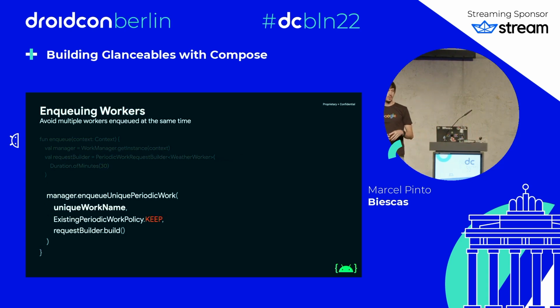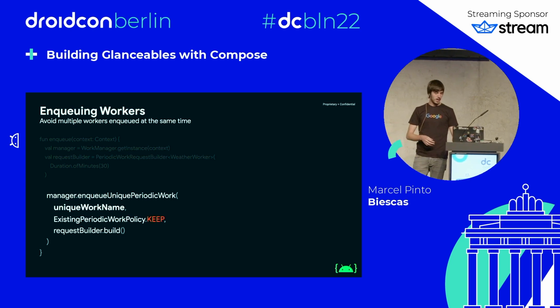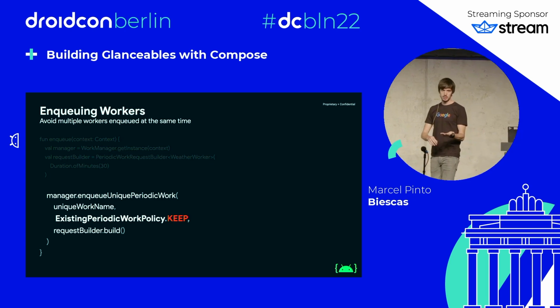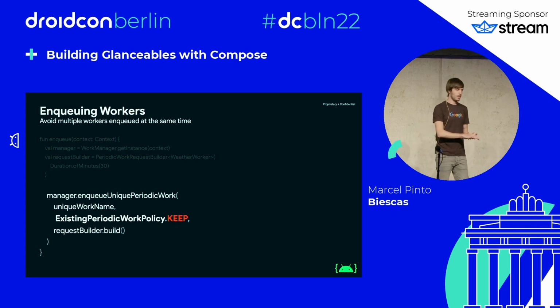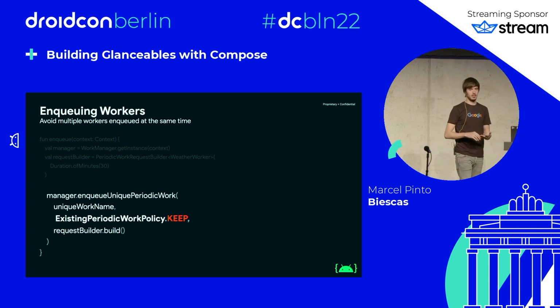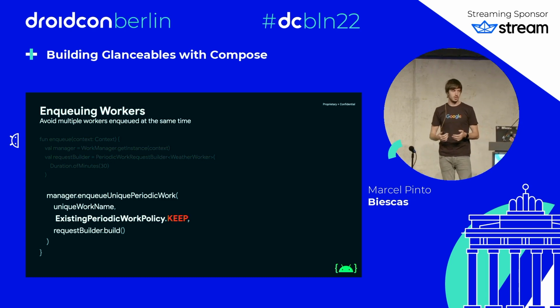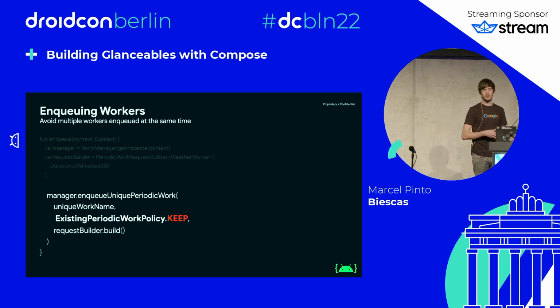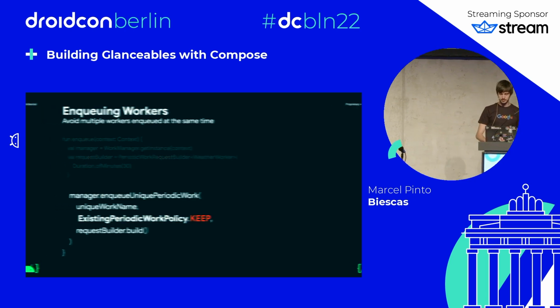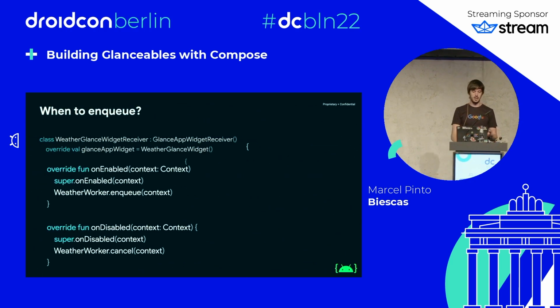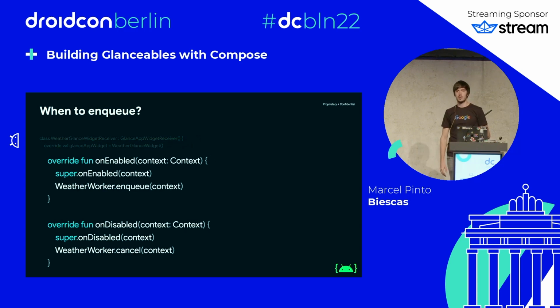This basically forces you to define a unique work name and then a policy. The KEEP policy means that if this method is called once, and there was no worker with the same name enqueued, it will enqueue it. If this method is called again, but this worker has not finished yet, it will just skip. It will not enqueue it. So this ensures that there is only one periodic work trying to fetch our weather information. And then, as I mentioned, you can override onEnable and onDisable of your receiver to actually enqueue the worker to fetch the data.